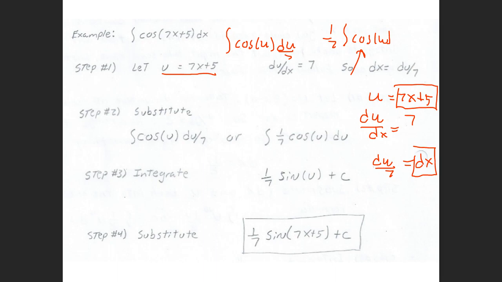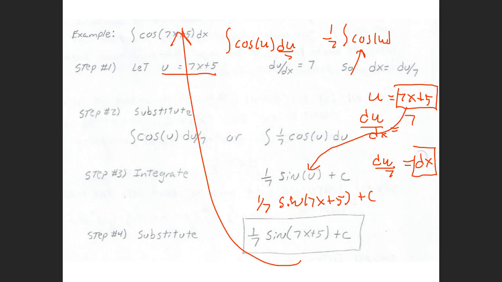Last step, plug 7x plus 5 back in for u. So my answer is 1/7 sine of 7x plus 5 plus c. Now, if I want to take the derivative of this, I will get my answer back here. And that's where, you know, just checking your answers, you can always check to see if you are correct.